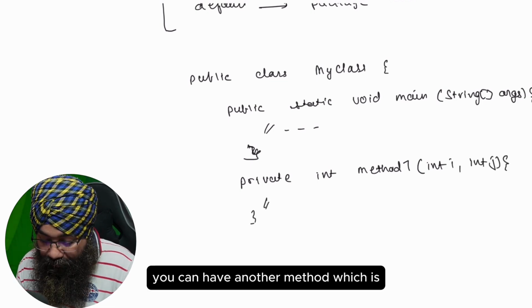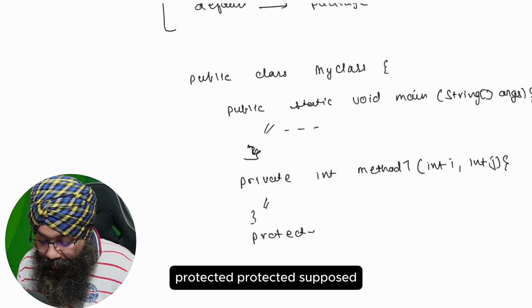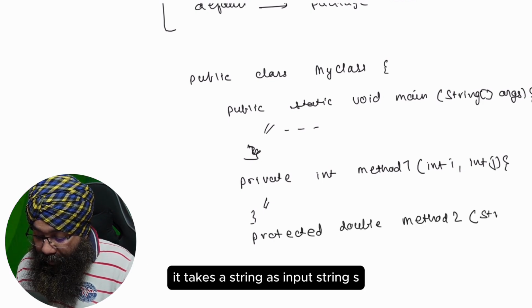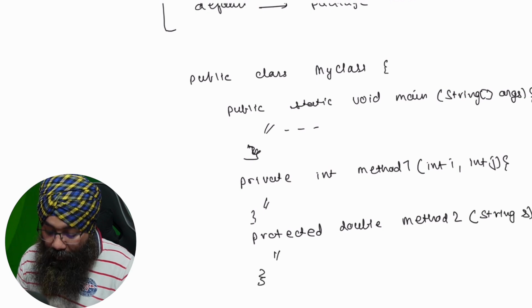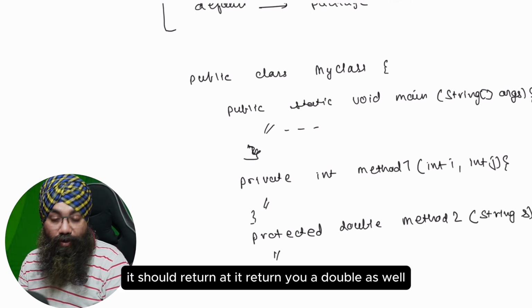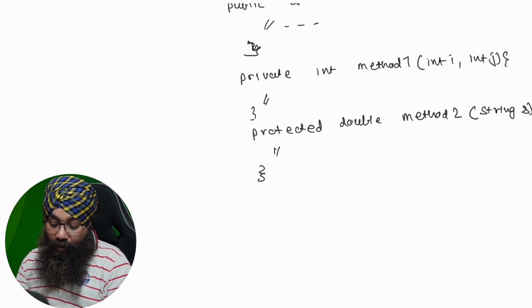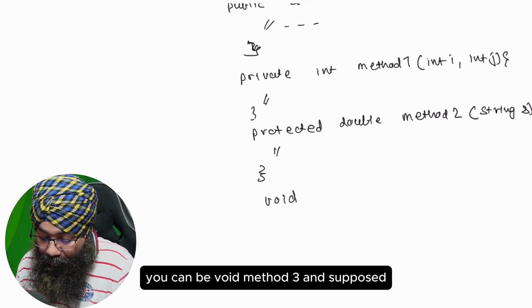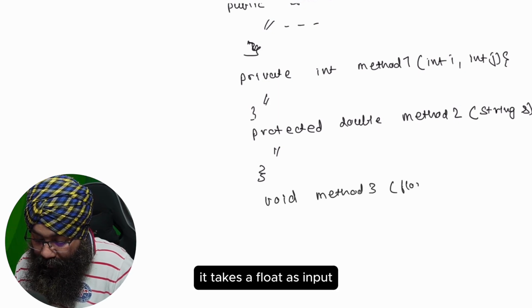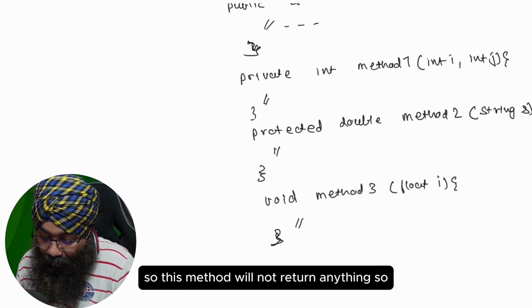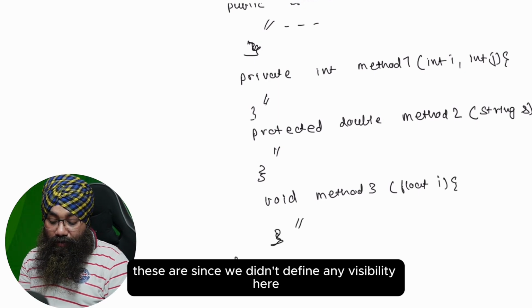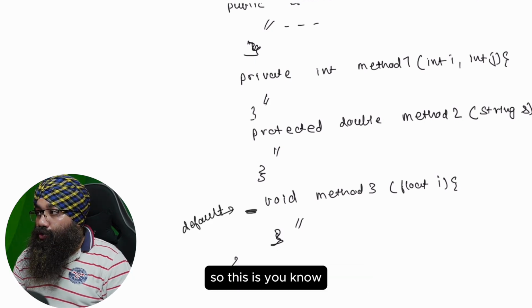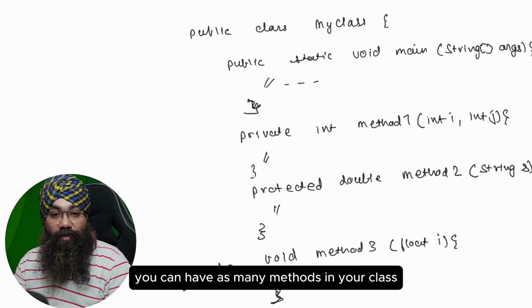You can have another method which can be protected. Suppose it returns a double, method2. Suppose it takes a string as input, String s. It should return you a double as well. And if you don't write any visibility and your method doesn't return anything, it can be void method3. Suppose it takes a float as input, so this method will not return anything. Since we didn't define any visibility here, it will be considered default. So you can have as many methods in your class.